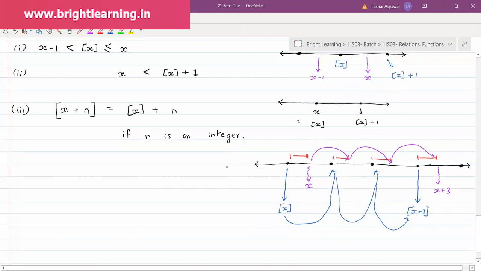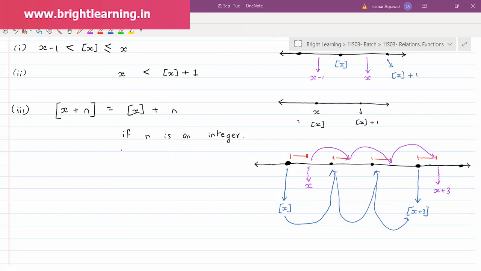From x, I jumped 3 steps ahead and came to this point, which is the same as initially going to the step function of x and then jumping 3 steps ahead along the blue lines. Are you able to understand this property? That will be true only if n is an integer. Everyone? Yes, sir. Okay.